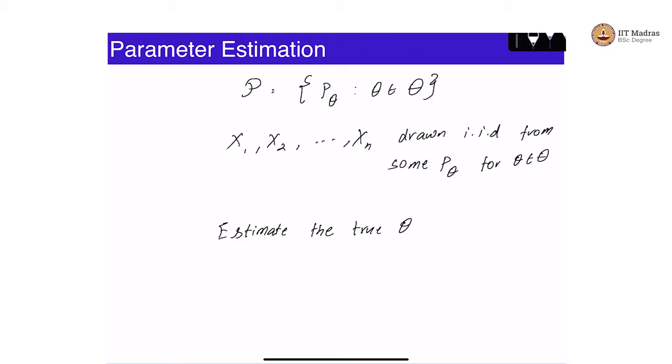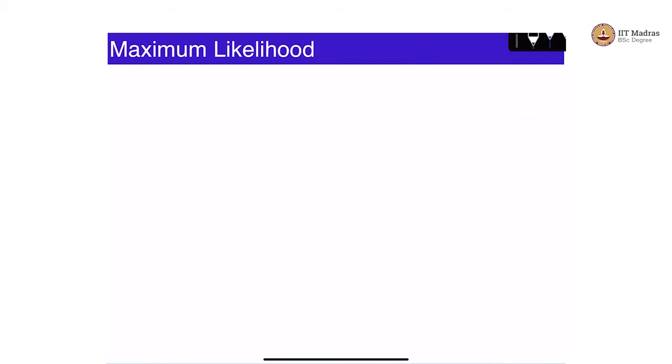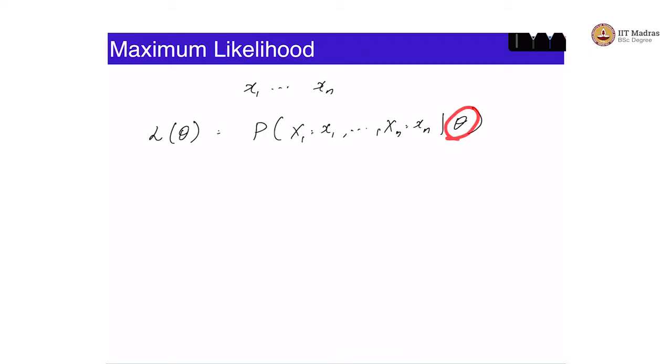There are several ways in which you can do this, but the most popular and the most prevalent method is what is called maximum likelihood. It's based on a very simple idea. If your theta was given, and you have data x1 to xn, you can define what is called the likelihood of a parameter theta. L of theta is simply equal to the probability of X1 equal to x1, ..., Xn equal to xn given theta. Now if theta were given, then you can compute this.